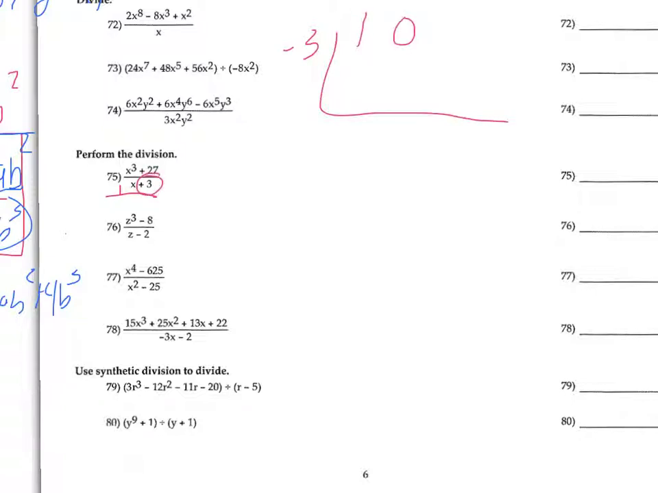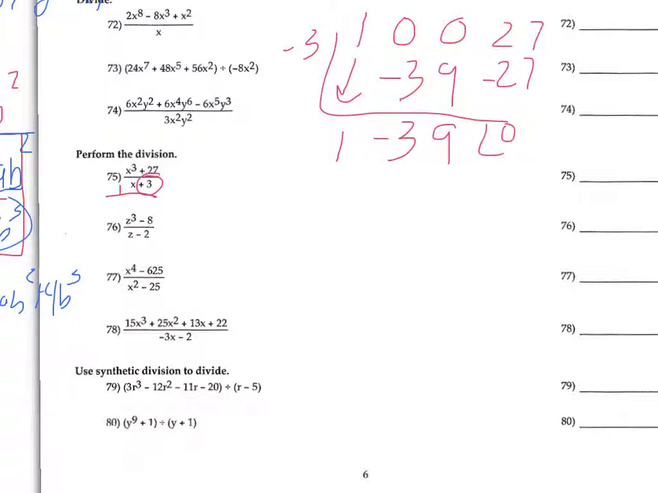1x cubed, 0x squared, 0x, and 27. So bring this down. We have our 1, negative 3. Add, negative 3, multiply to get our 9. Add 9, multiply to get our negative 27. Add 0. So there's no remainder. So when we divide this off, we have 1x squared minus 3x minus 9. And that's that one there.